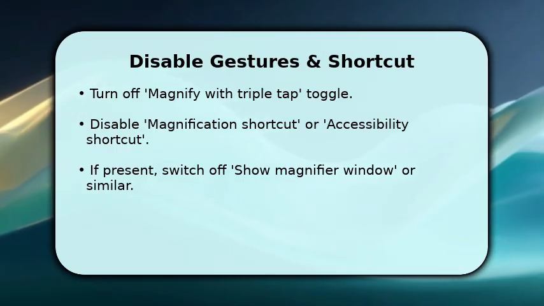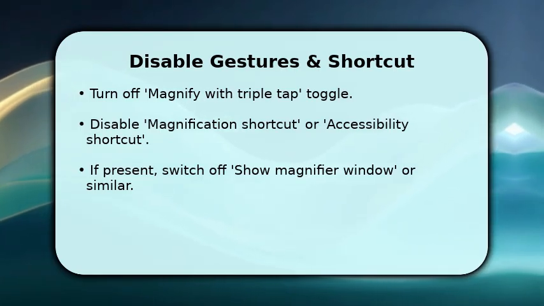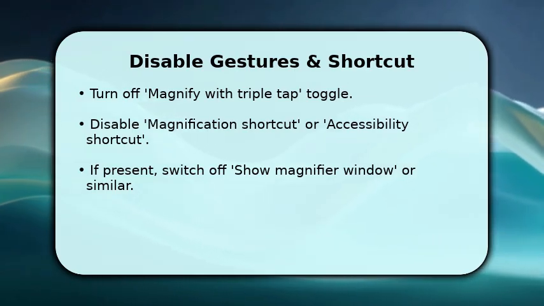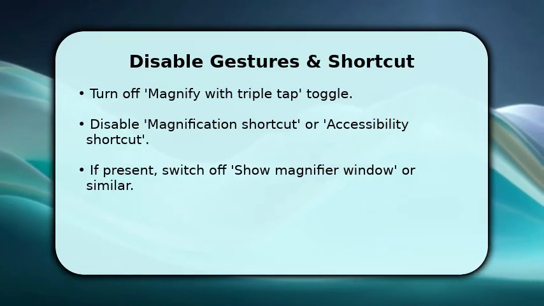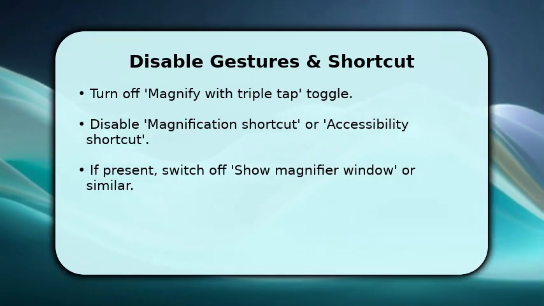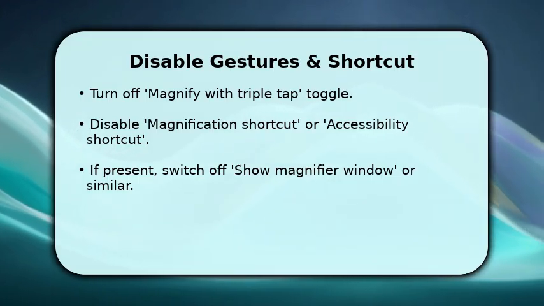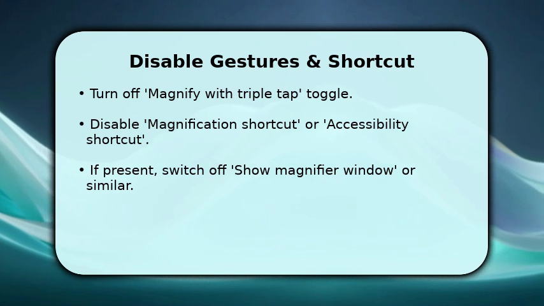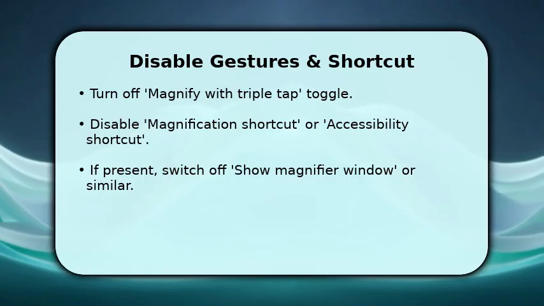Flip off Magnify with triple tap to stop gesture activation, then toggle off the magnification shortcut or the general accessibility shortcut so the icon won't appear. If your One UI shows a separate Show Magnifier window or Magnifier button option, turn that off as well. Once done, make sure all magnification toggles read off. These steps remove both the gesture and any persistent on-screen shortcut that summons the magnifier.